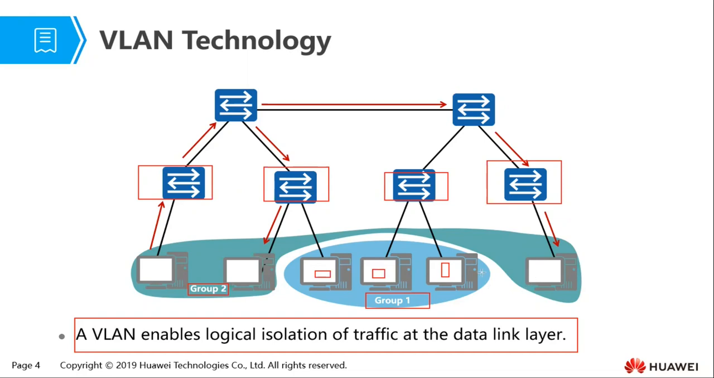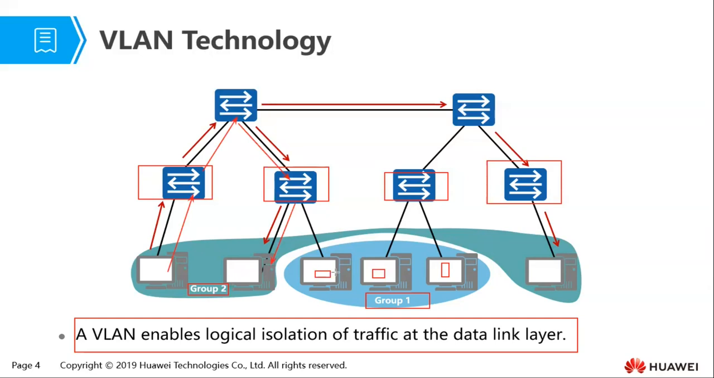And therefore, even when we have a broadcast, that broadcast will only be forwarded to people in that group. So that is what you're seeing in this example. This host here is generating a broadcast packet. So it will come like this to this switch. The switch will forward it out to this other switch. Then this switch will forward it to this device, but not to this device.